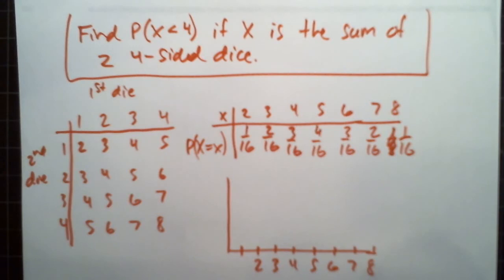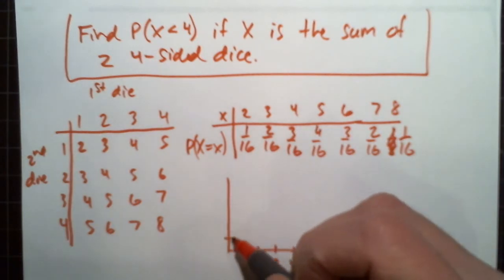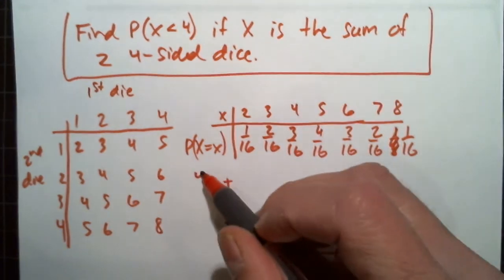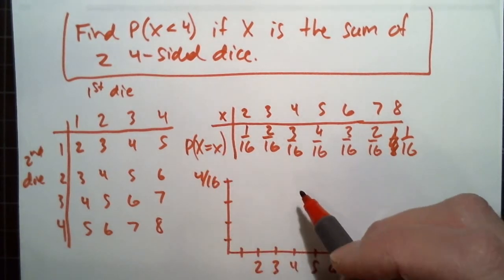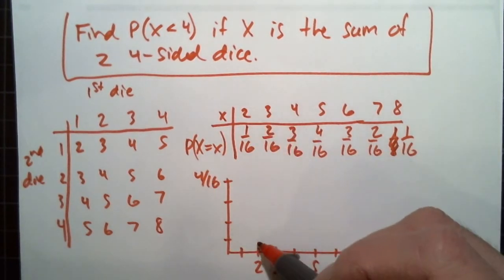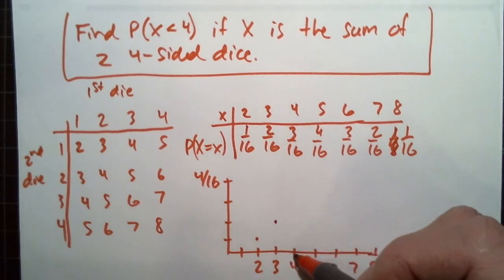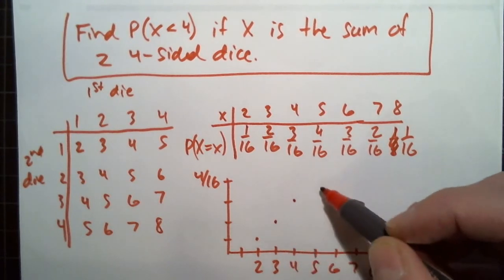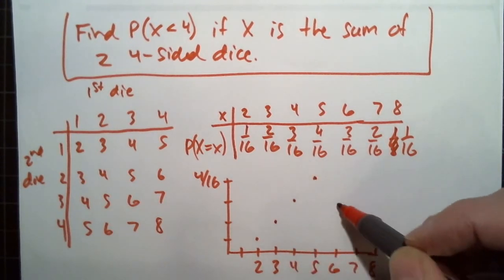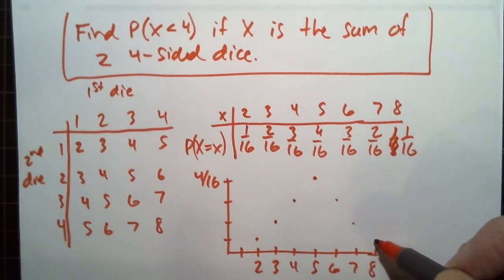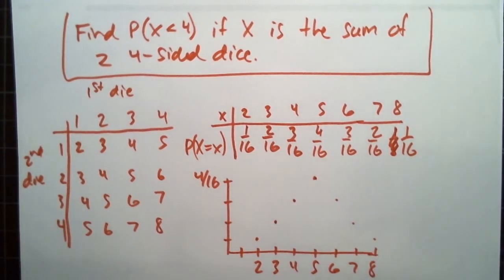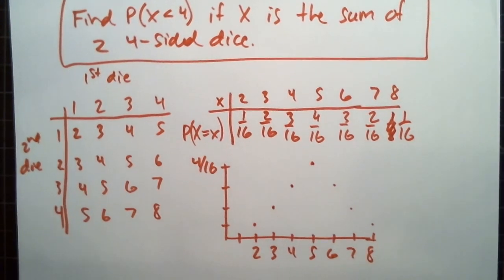And we can draw the graph. And the probabilities go up to 4/16. So 2 would go up to 1/16. 3, 4, 5 goes up to 4/16. And then we can come back down, and that would be the graph of the probability distribution.